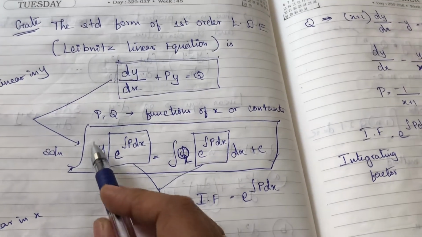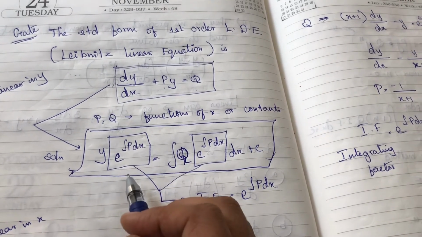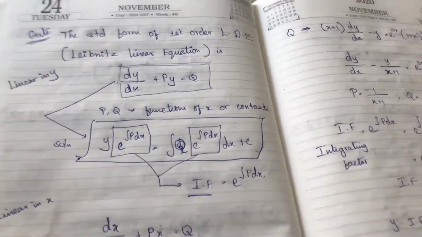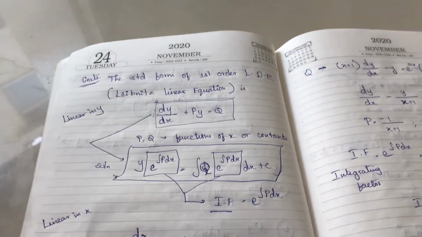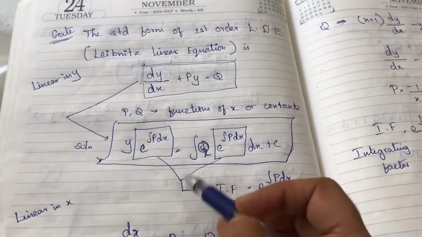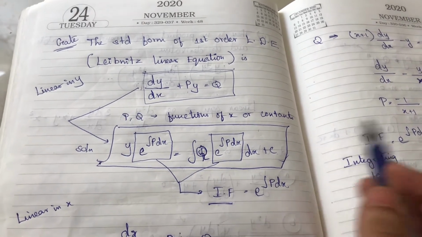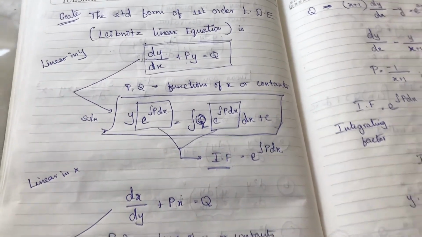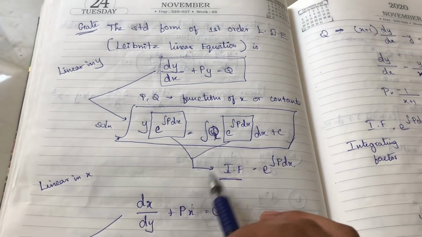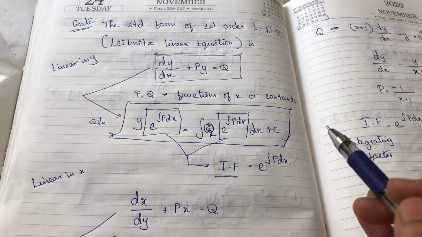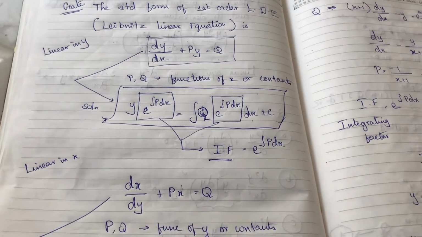The solution will be y into the integrating factor, e power integral p dx, that is the integration factor, which is equal to the integral of q into the integrating factor, IF, into dx plus c. So y into the integrating factor is equal to the integral of q into the integrating factor into dx plus c. That's it.